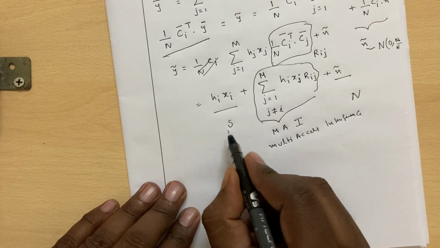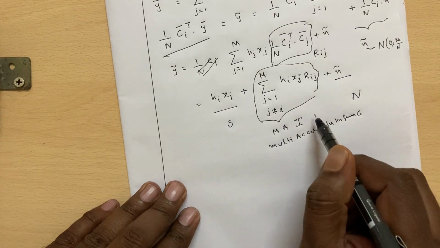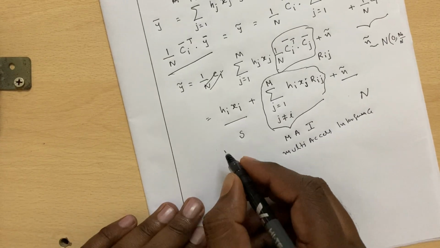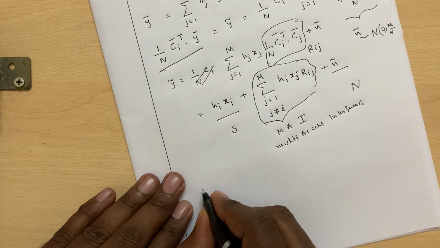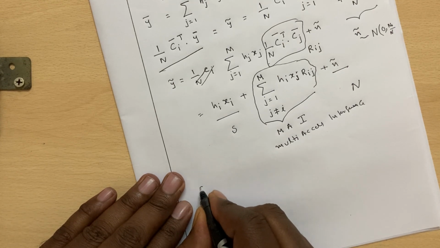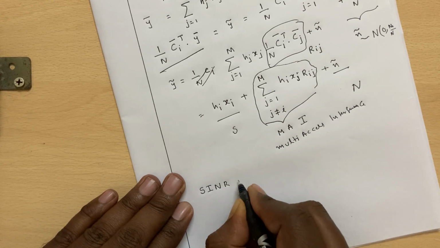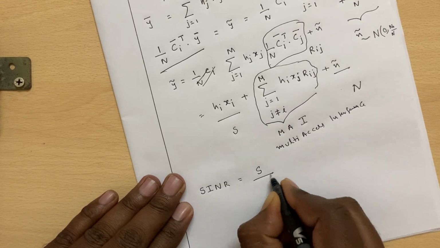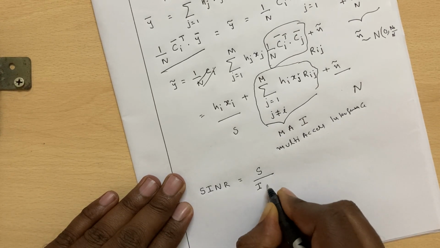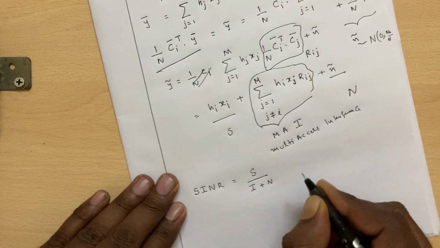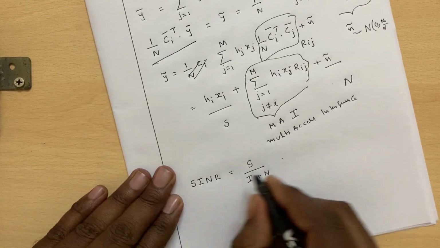Because in addition to the signal component, we have interference as well as noise, we will define a term called SINR. SINR is nothing but the signal power divided by the interference power plus the noise power.